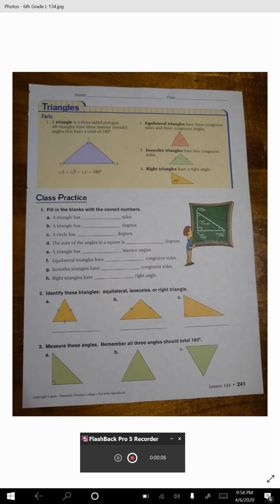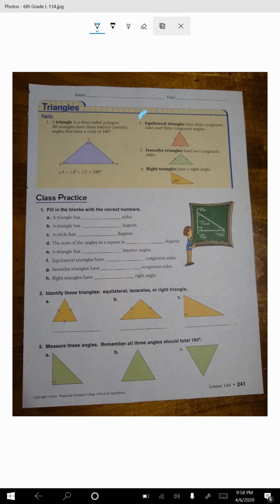So here we go again. Today we're going to start looking at angles, not angles, triangles, sorry. We have had this before, I know you have, because I just went over this with the 5th graders. So 3 different kinds of triangles we're going to talk about today.